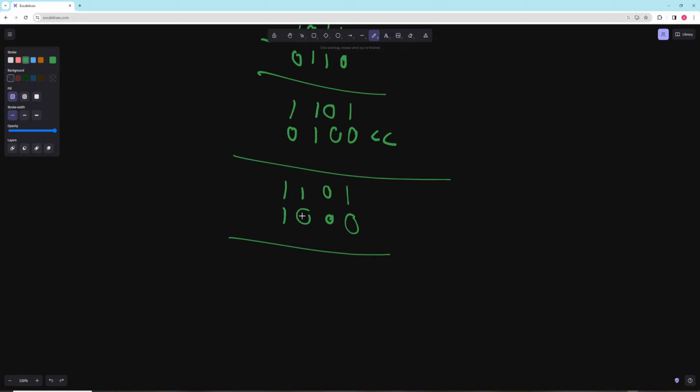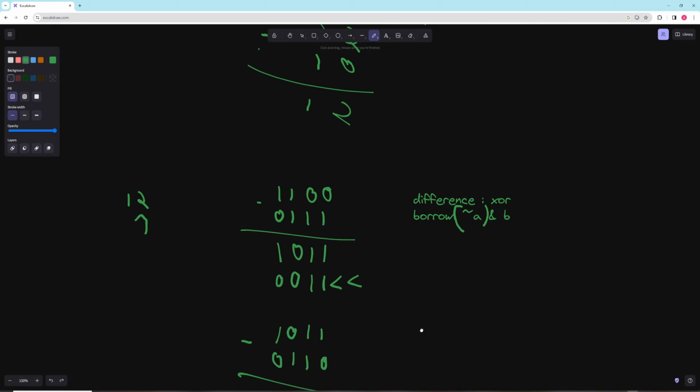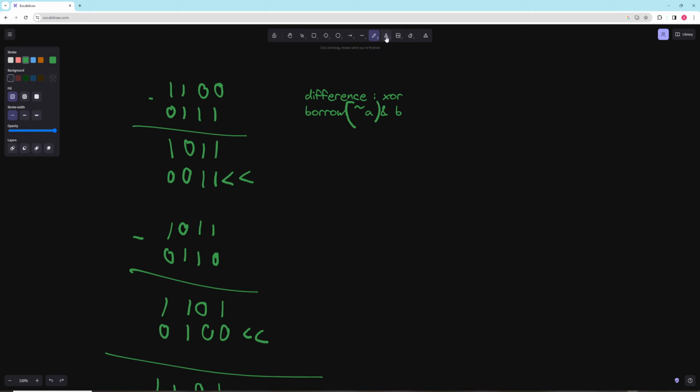So now we do the XOR again. So we get 1, 0, 1, 0. And for the borrow, now there is no more borrowing. There is no 0 and 1 combination, so this is all zeros. So what is this number equal to? Well, this is a 4 and this is a 1, so now we have 5. Right? And our original numbers were 12 and 7. So that is correct.